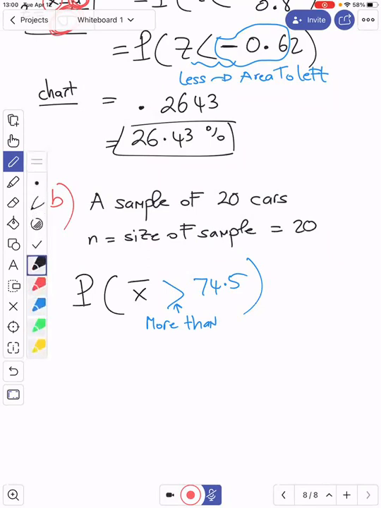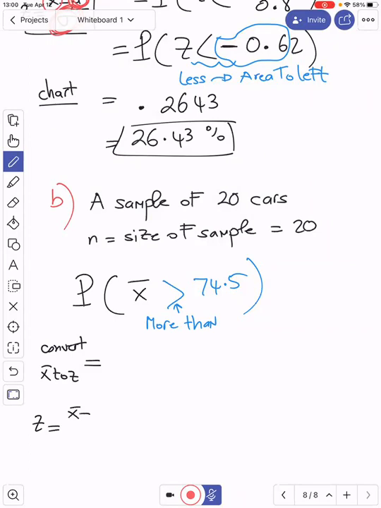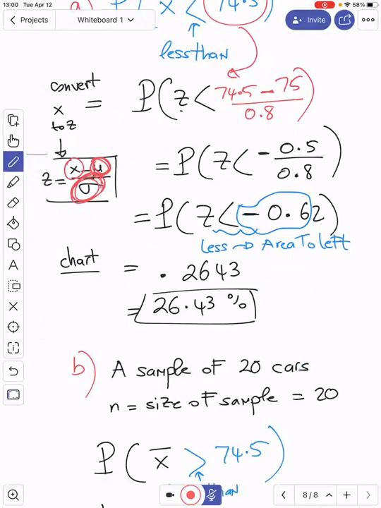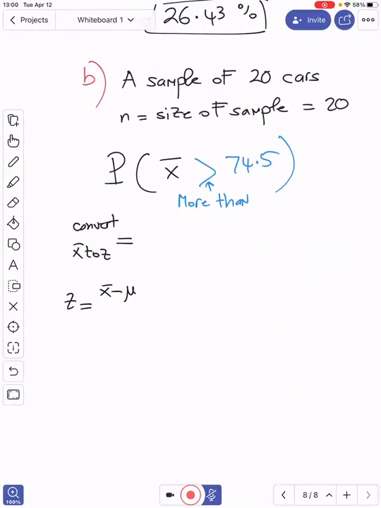Now we can convert X bar to Z. To convert X bar to Z, we use a different formula. It's X bar minus mu, same as for X. However, in the denominator it's different: for X bar, you have sigma over square root of n. Just keep in mind, the difference between X and X bar is in the denominator.